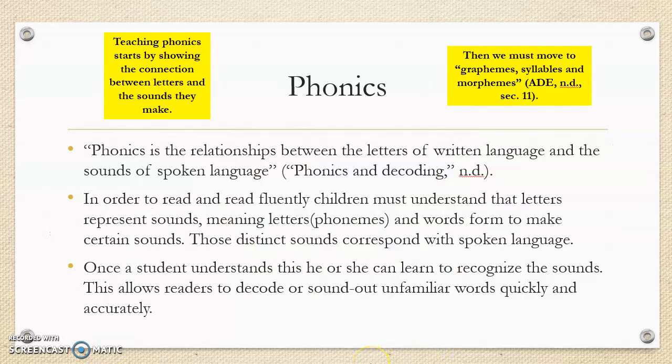Then we have phonics. In order to read and read fluently, a reader must understand that letters represent sounds. So we have to teach children that each letter has a sound, and that sounds all work together to make a word.